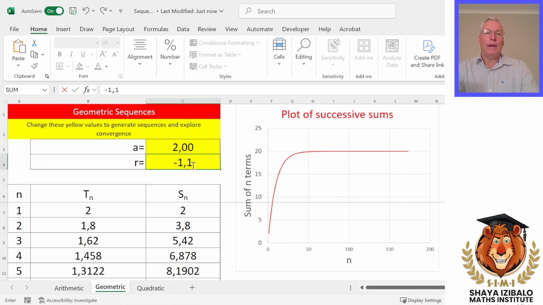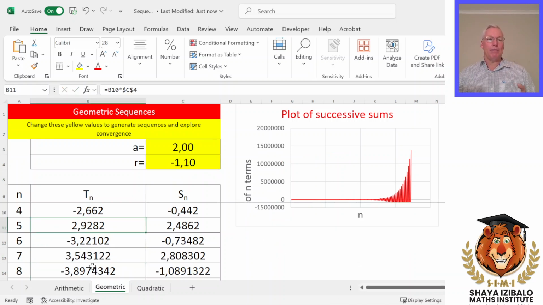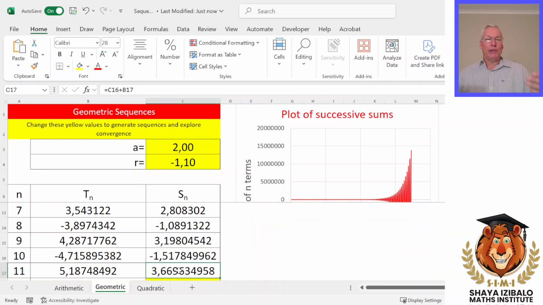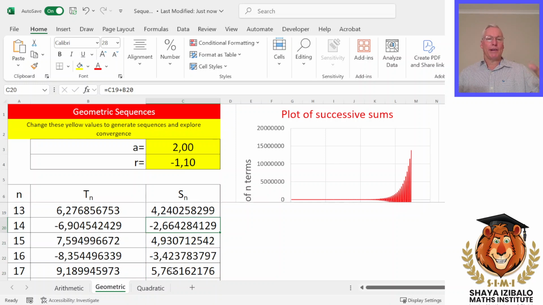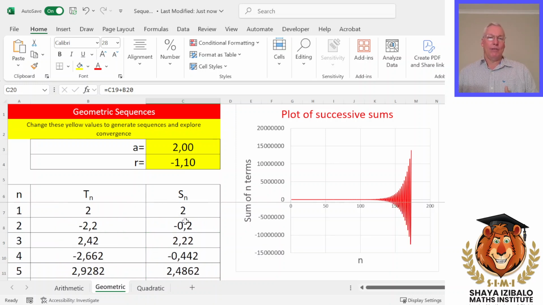Let's go for -1.1. Will it converge or diverge? It will diverge, because if we look at the terms, they actually get bigger and bigger. They change signs, but they're getting bigger and bigger. And notice that the sum gets bigger and bigger, but it alternates in sign. It's now 3.6, the next one's -2.6, then +4, then -2.6. And these numbers are getting bigger and bigger, even though they're changing sign. It diverges.